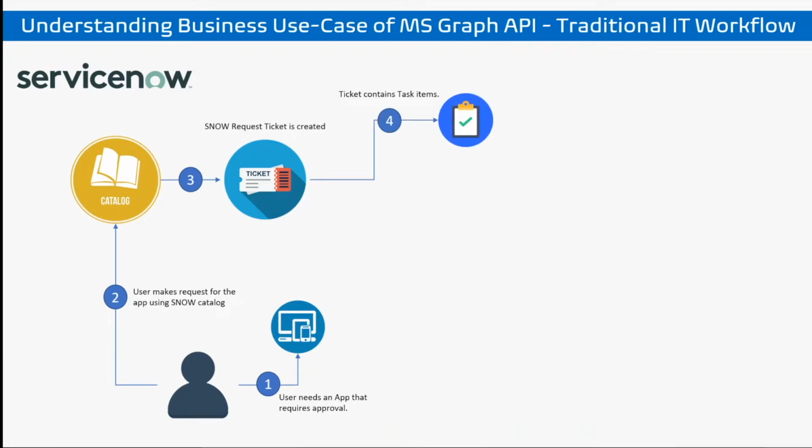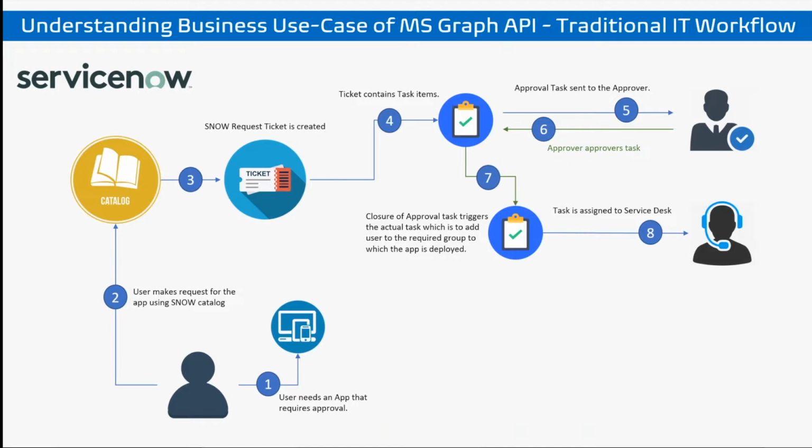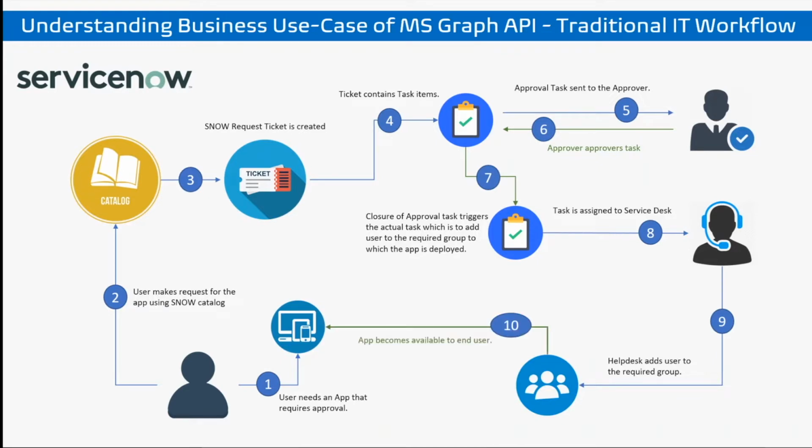One of the tasks would be an approval task that gets sent to the approver. Once the approver approves that task, the task is completed, which triggers another task, which is the actual task that will make the app available to the user. This task gets assigned to the service desk as a ticket in the queue, and the service desk makes the user a member of the required group for which the application becomes available to the end user. The task is marked complete and the ticket gets closed. That is how the traditional IT workflow is.